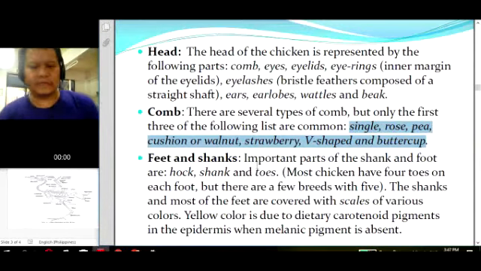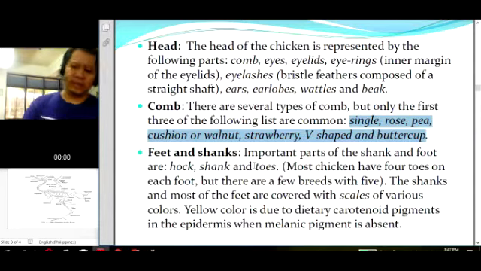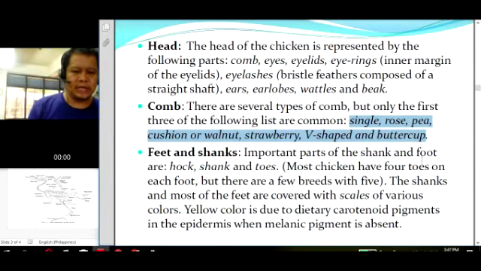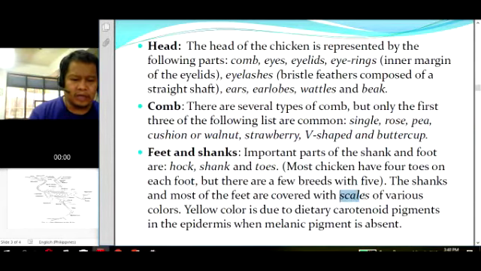So what about the feet and shank? What are the appendages located within the feet and shank? Important parts of the shank and foot are the hook, shank, and toes. Most chickens have 4 toes on each foot, but there are a few breeds with 5. Some even have a double comb, no? So the shanks and most of the feet are covered with scales. As mentioned earlier, they are covered with scales because there is a theory that chickens originated from the reptiles.